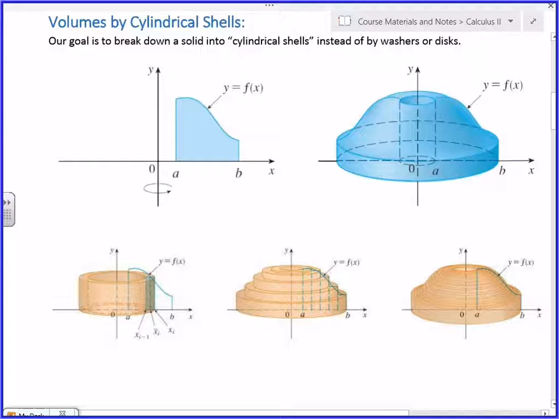Now, instead of taking cross-sections by picking a y and slicing it horizontally, what I'm going to do is pick x values between a and b, like is being done down here in this picture right there.